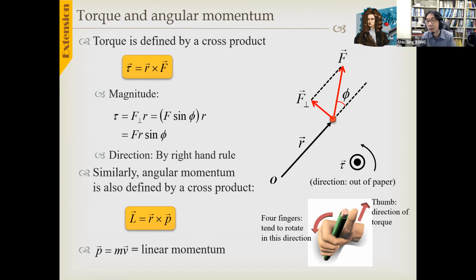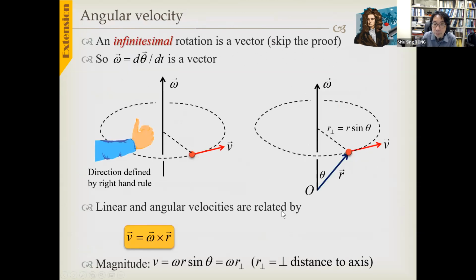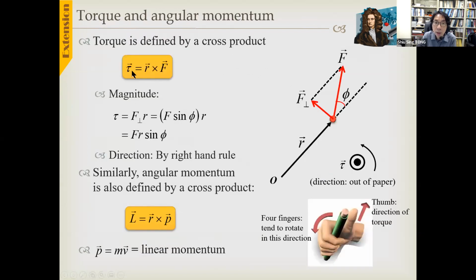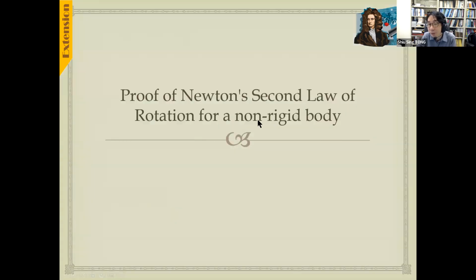Now if you accept this definition, if you accept V equal to omega cross R, torque equal to R cross F, and L equal to R cross P, you will find life much easier. Why? Because we'll be able to prove Newton's second law for rotation of a non-rigid body very easily by using this definition of torque and angular momentum. Let's see why.